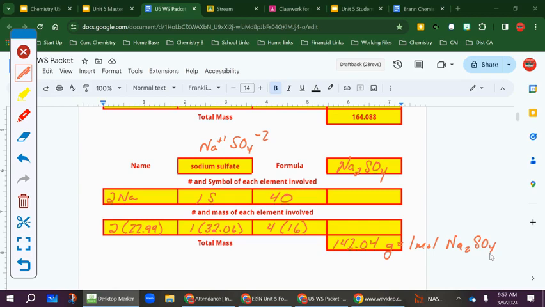Questions? So 142.04 is the mole of Na2SO4. Run that by me again, I'm sorry. So 142.04 grams is the mass when you have 1 mole of Na2SO4.